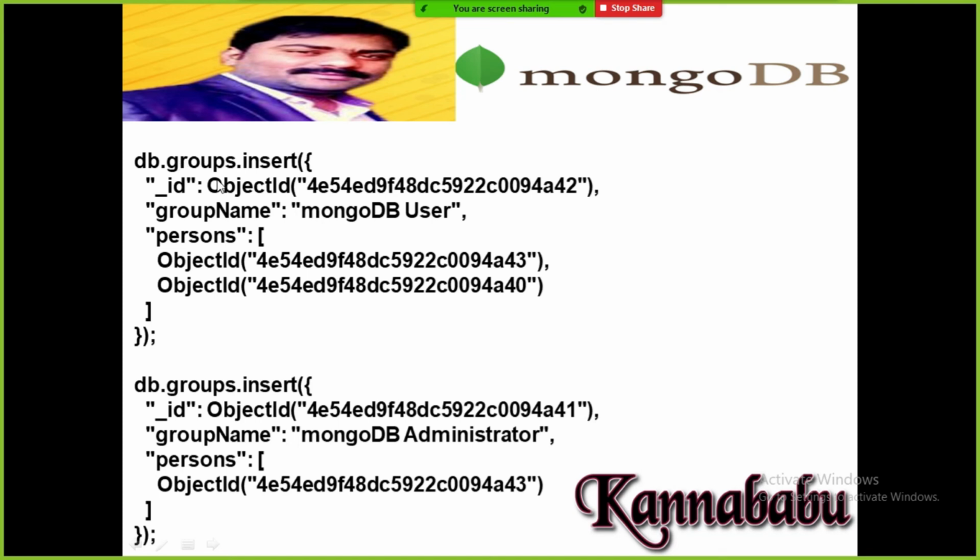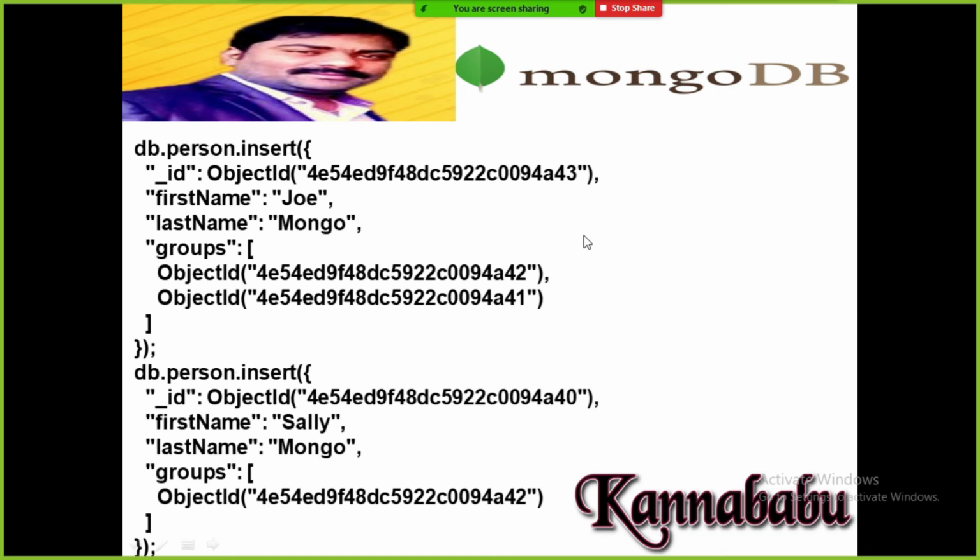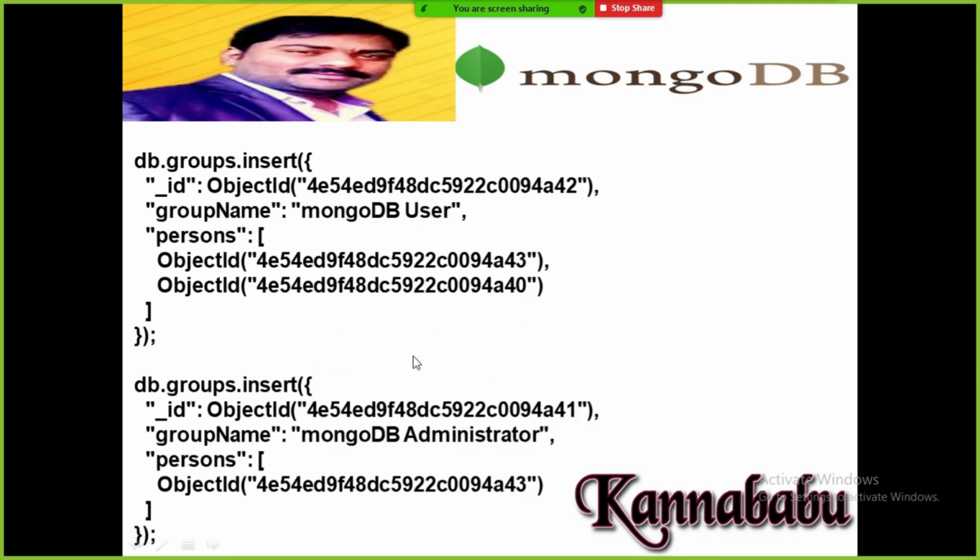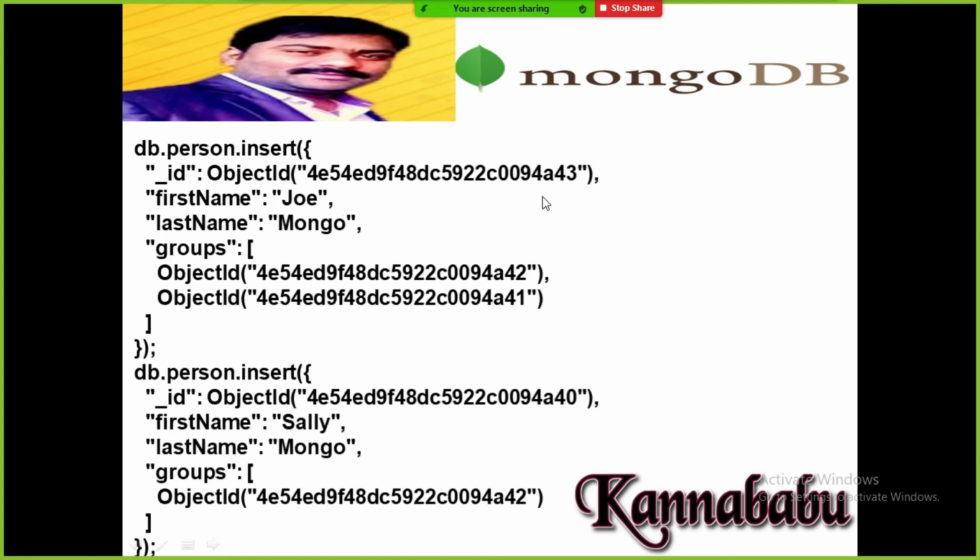How many people are registered in MongoDB users? Two. One is 43 and the other is 40. Who is 43? 43 we have not created. You assume 40 is Sally. Yes or no? Here you see, we are just assigning one document's object ID into another document. Linking. And here the group name is MongoDB administrator. What is the ID of MongoDB administrator? 41. And the MongoDB user ID is 42. See, MongoDB administrator is 41, MongoDB user is 42.